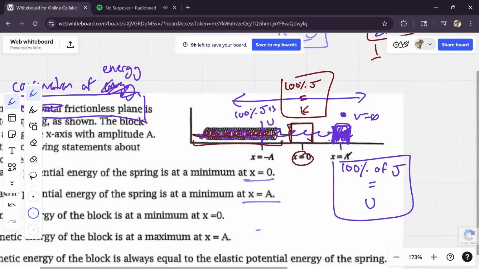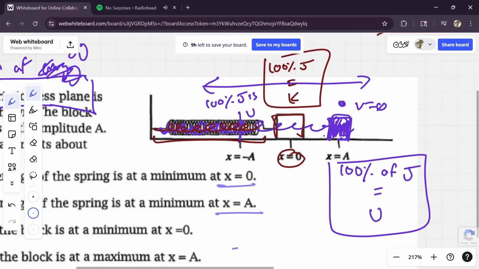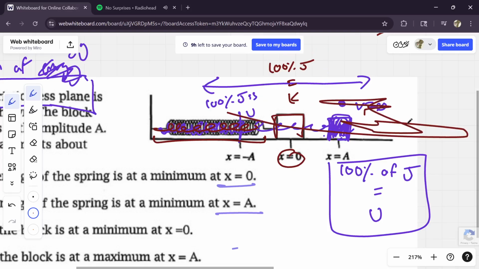This means at point A, it's not moving and it's fully spring. At point 0, it is moving, so it's fully kinetic and there's no spring acting on it. And at point negative A, it's fully potential spring and it's not moving, so it's stopping here before it shoots back towards the right.